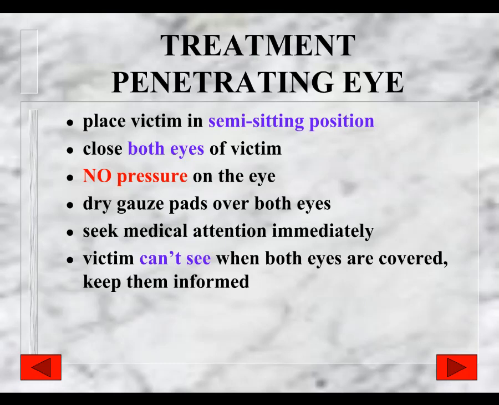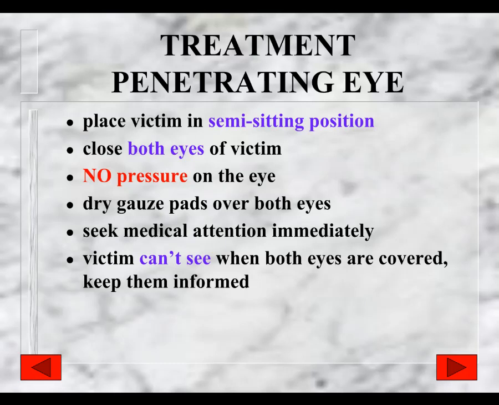If anything is penetrating and we need to secure it, because the person can't close their eyes, or because they keep blinking, or because we're afraid it'll become dislodged, we can secure it, but we don't add any pressure. One way to secure it is with part of a styrofoam cup, and then we tape it to the head. We put the big styrofoam cup over the eye.